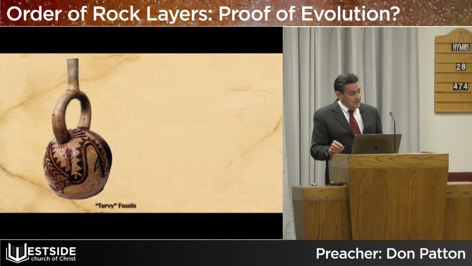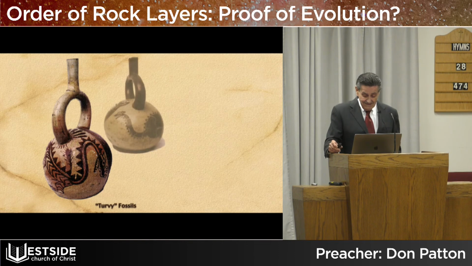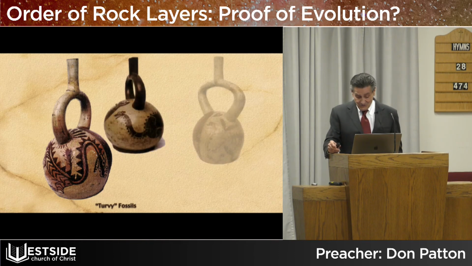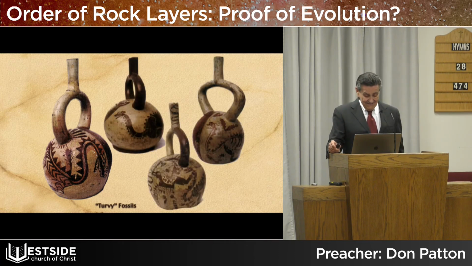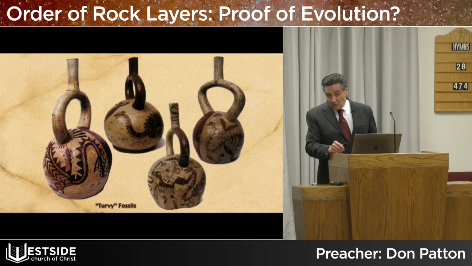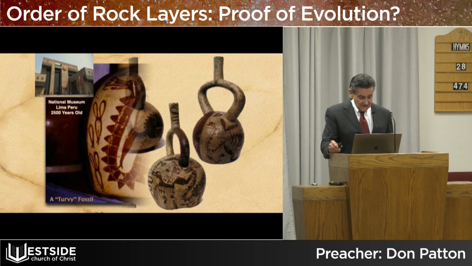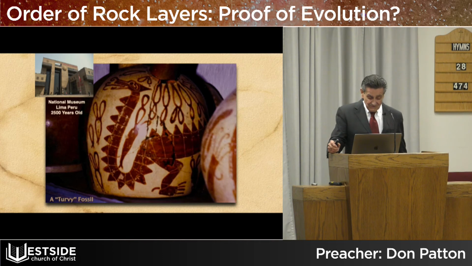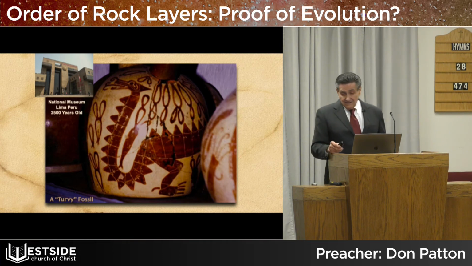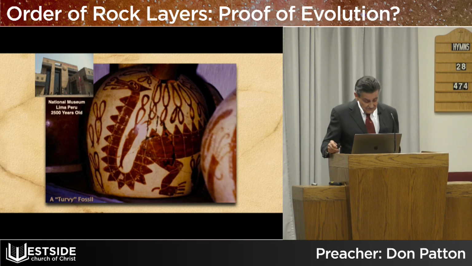And likewise, the pottery from the tombs has dinosaurs on them. That's easy to date both culturally and with thermoluminescent dating. This one was in the National Museum, circa 2,500 years is what the museum said. That's a turvy fossil.